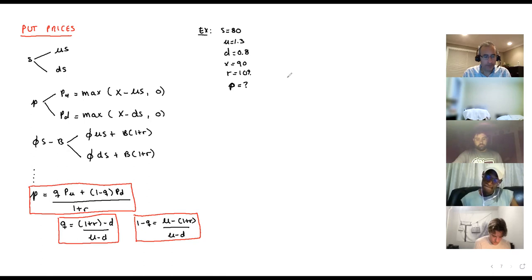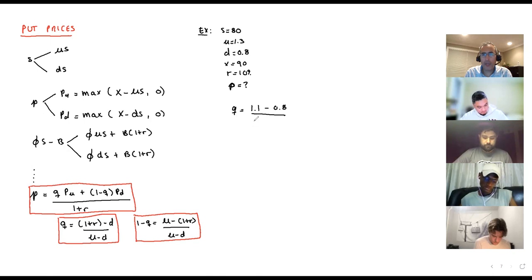Okay, so we do that the same. First of all, if you compute Q, Q is exactly the same as before. Do you agree, guys? Nothing has changed. It's going to be 1.1 minus 0.8 divided by 1.3 minus 0.8. So this should be equal to 0.6. Nothing changed. 1 minus Q is going to be 0.4.